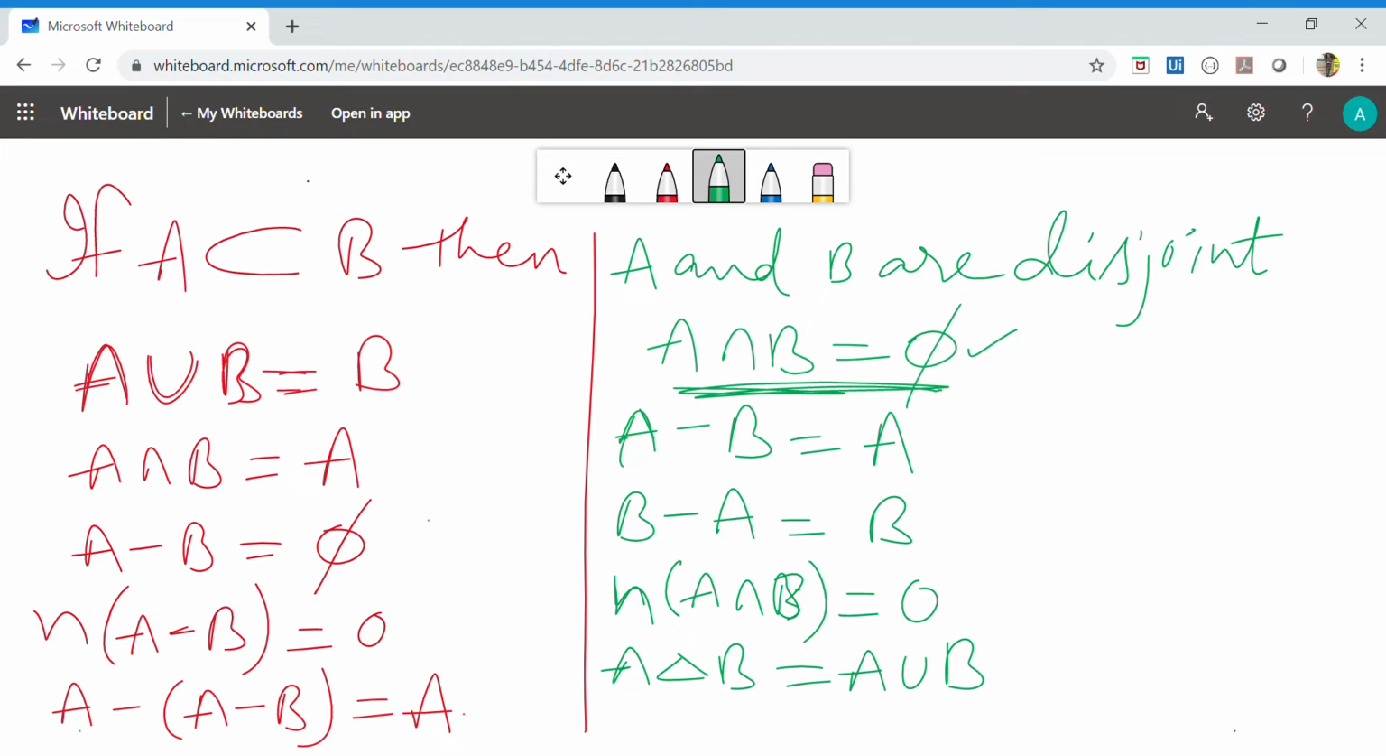A minus of A minus B. What is the answer for this? What is A minus B? A. What is A minus A? Null set. A minus A is the null set.